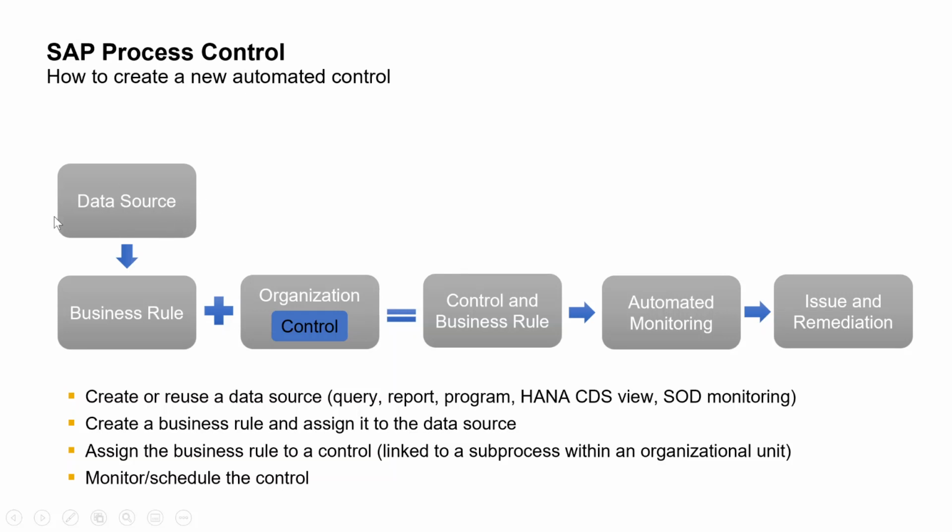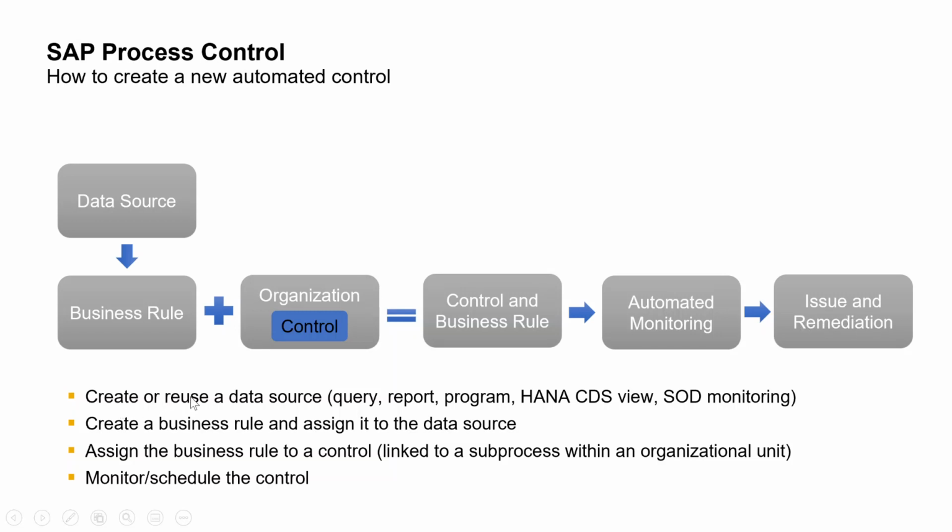You can select first the data source. You refer to this data source in your business rule, and this business rule is linked to a control, and this control is linked to an organization. When you have the control and the business rule, you can schedule, and when the system detects an exception, it generates issues, and this issue can be linked, or you can create a remediation plan for an issue.